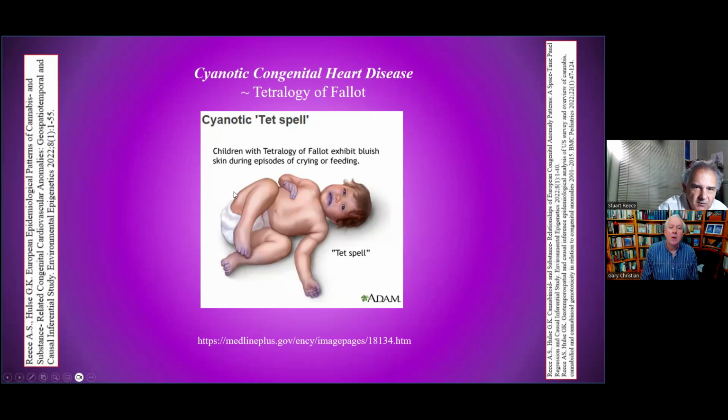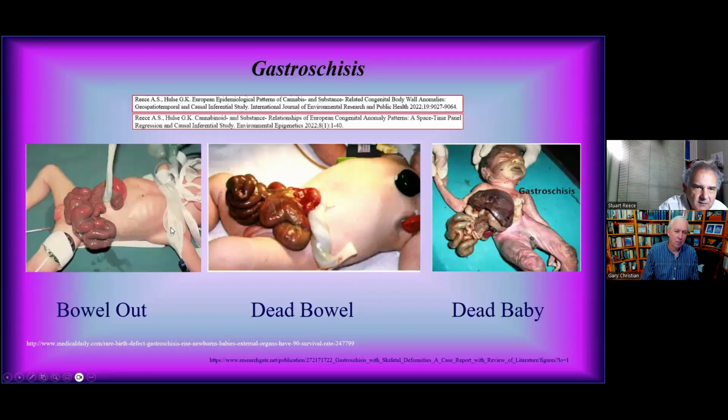This is a picture from the internet called Blue Babies, Tetralogy of Fallot. And you see shunting in the heart produces the blue at the edge, at the periphery, when the baby cries. It's called a TET spell. Gastroschisis, where the guts hang out and they can die, and even the liver can die, which causes, of course, a dead baby, has been described in now 7 large studies in association with cannabis.